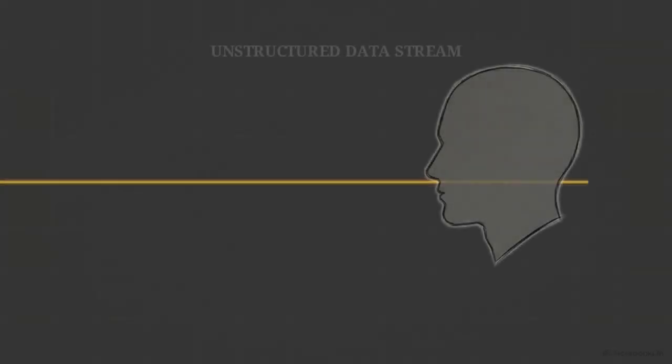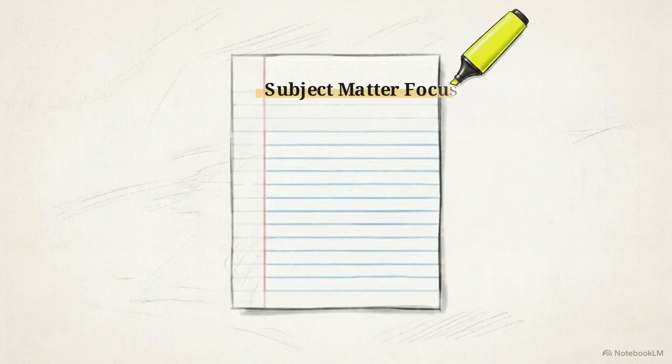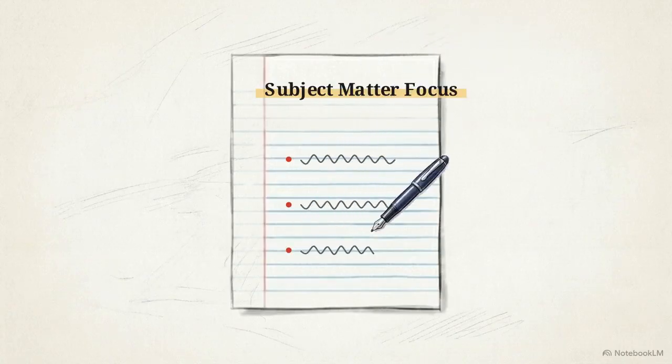There is a baseline rule to academic listening. Lecturers do not speak in a flat stream of data. They use specific, highly predictable phrases to signal exactly when you need to start a new heading and when you need to drop down into a list of bullet points.